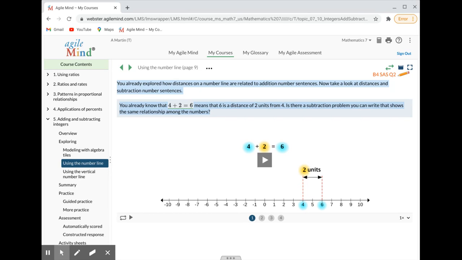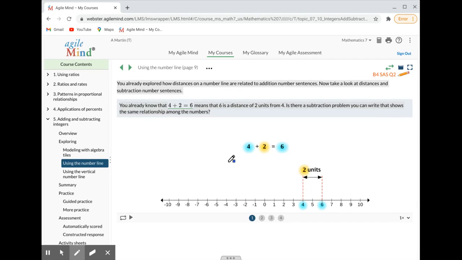All right, so we have to subtract and show the same relationship. So that's showing us that 4 plus 2 is 6, right? So if 4 plus 2 is 6, what minus what would equal 2? Wouldn't it be 4 minus 6? If we did 4 minus 6, we'd get -2. 6 minus 4 would equal 2. What about 6 minus 2? What would that equal? 4.